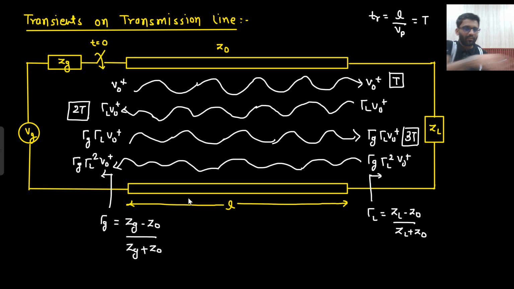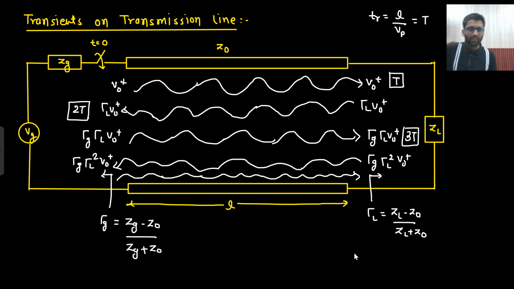Now what will happen? Again it will be reflected back and will be reaching towards the load. What will be the magnitude? The magnitude will be gamma G square, gamma L square V naught plus, because it is reflected with gamma G. So let's make a clearer diagram.